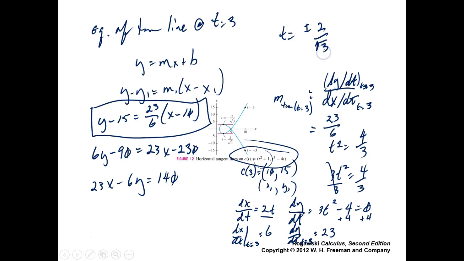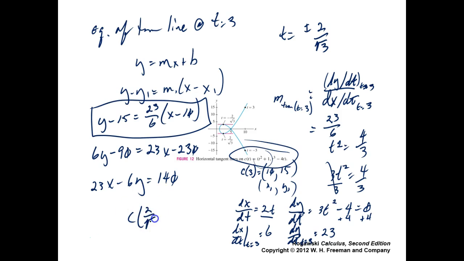Now I'm perfectly happy in that form. You could say 2 root 3 over 3 if you don't like having radicals in the denominator, but I'm okay with it. You can plug it in your calculator without rationalizing the denominator. It doesn't take the calculator that much longer to calculate that. But those are the two times when your slope is horizontal.